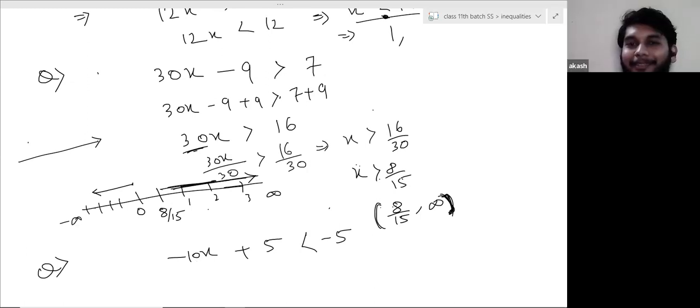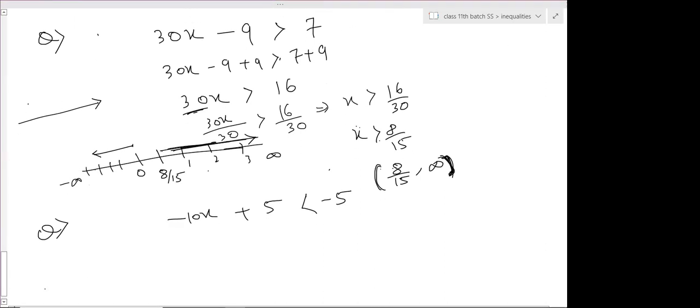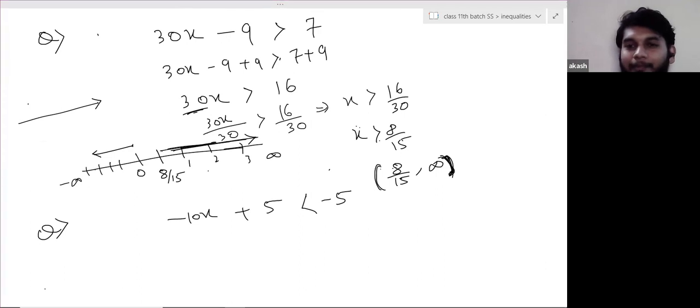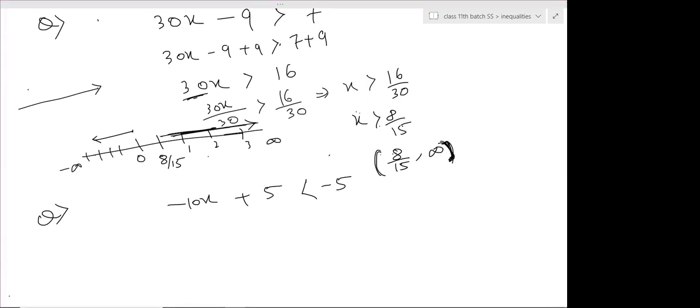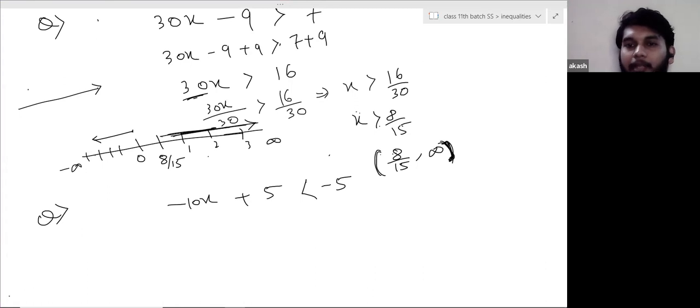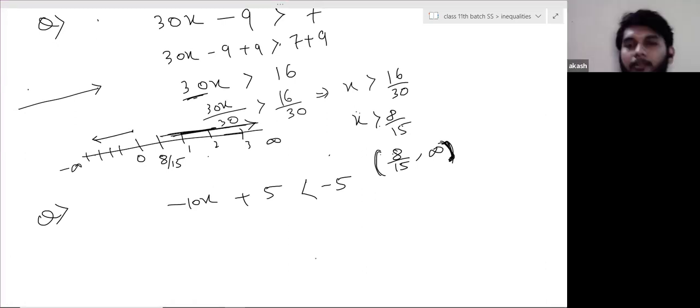Iram, I need the answer in intervals. So is this correct? Yes, that is correct. Fahad, not infinite to 1. We don't write like that. Please send me the correct answer. Yes, now it is correct.